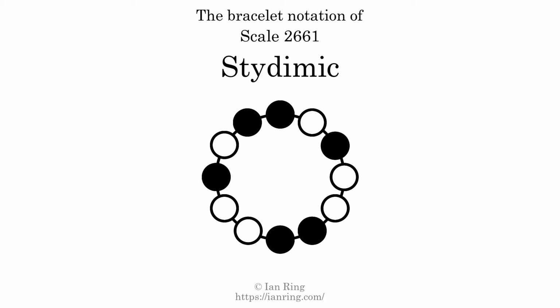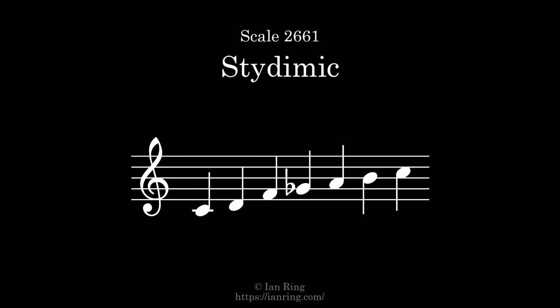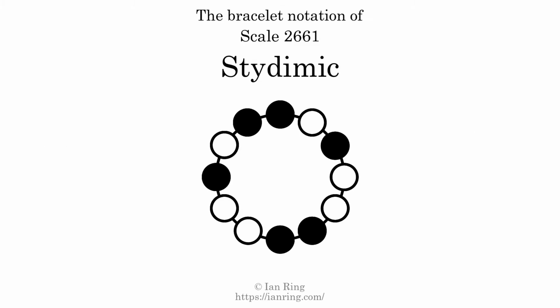2661, Stydimic, which sounds like this. This scale has 6 tones, which means it is called a hexatonic scale. This is a bracelet notation diagram of scale 2661. The shaded circles represent tones that appear in the scale, and they are read clockwise, starting at the top.